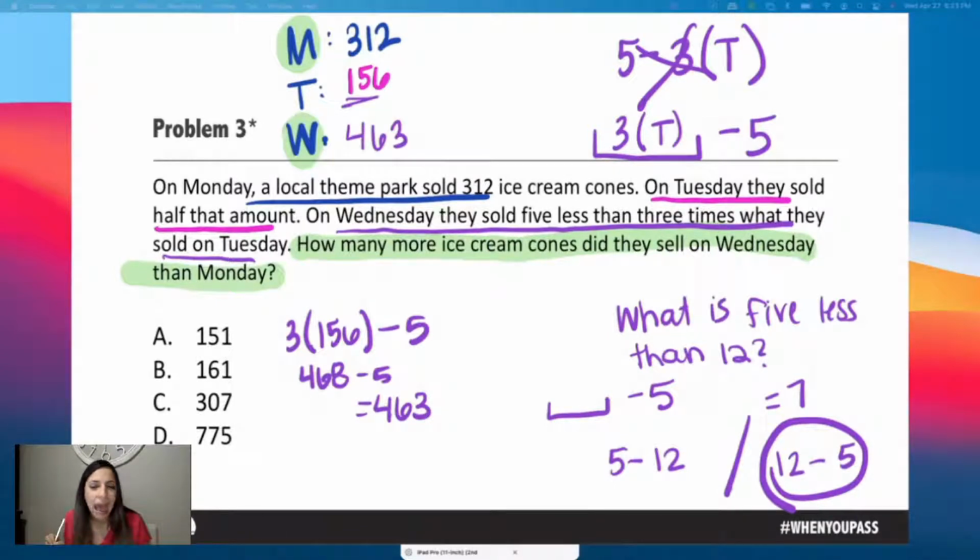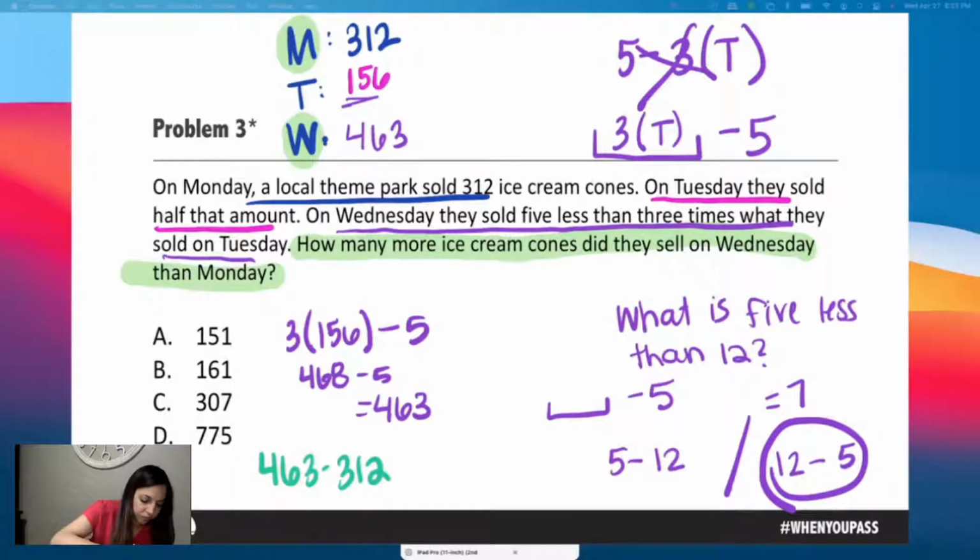463. How many more did they sell on Wednesday than Monday? Subtract. 463 minus 312 is 151.